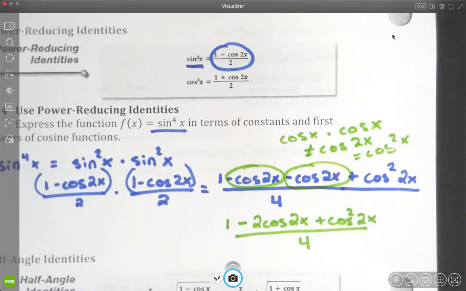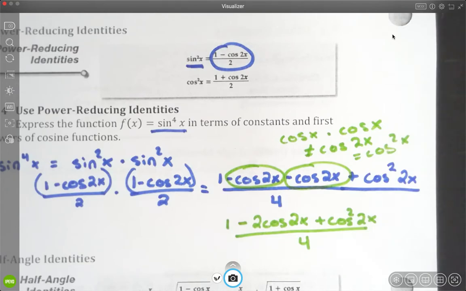Because these are adding and this was multiplying. Yep, good question. Okay, all right, now let's see if we've answered their question. Can we take out a 2? No, because these 2's are trapped inside of the cosine, and 1 doesn't have a 2 to take out anyway. So, yeah, good question.